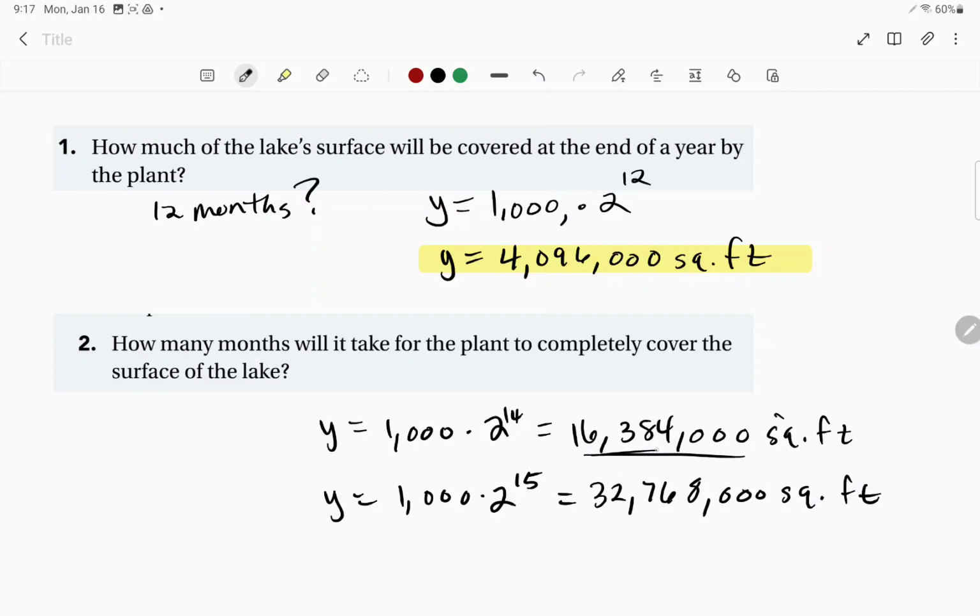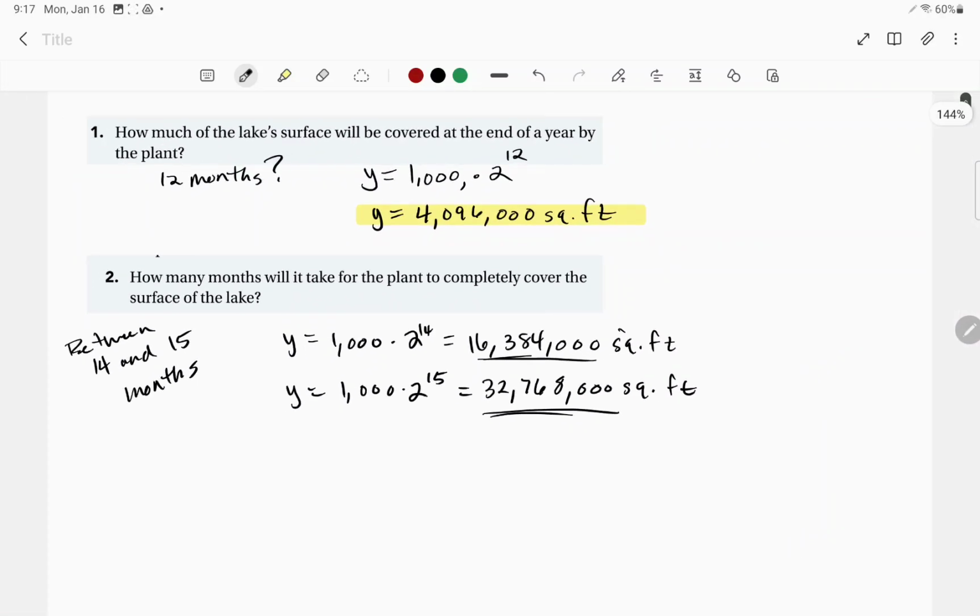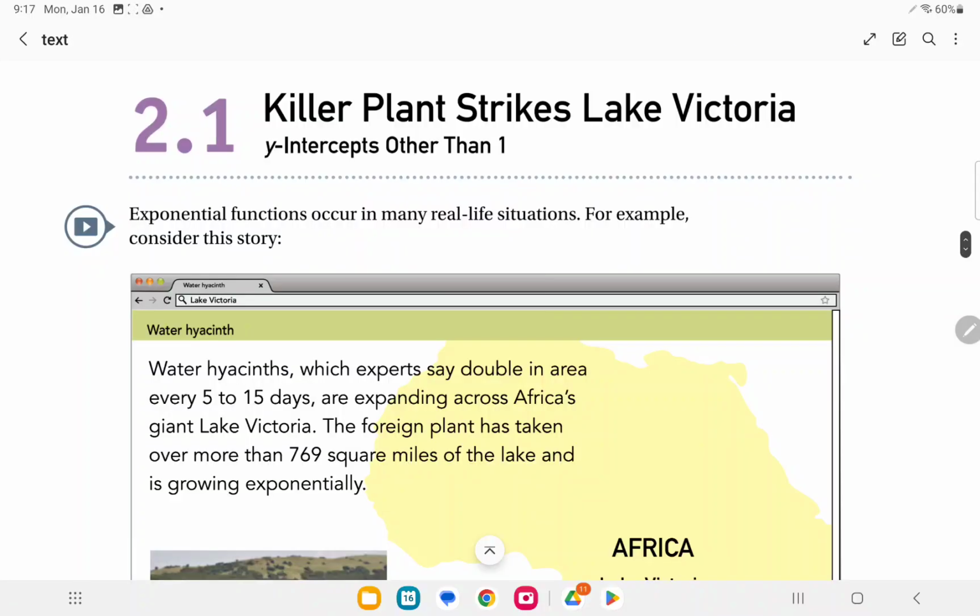So we have an under amount and an over amount. So our answer is going to be between 14 and 15 months. So you've got between 14 and 15 months to figure this thing out before it just completely destroys the lake and the fish and the wildlife and everything in it. So that is all that we have with 2.1 Killer Plant Strikes Lake Victoria.